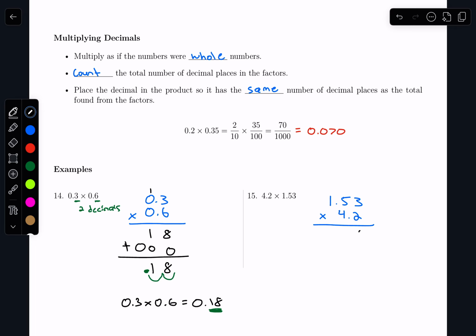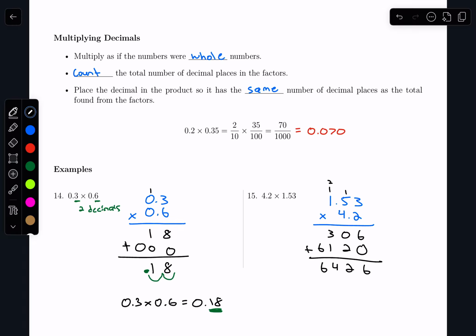So 3 times 2 is 6. 5 times 2 is 10. I carry a 1. 2 times 1 is 2. Plus 1 gives me 3. Then I go down a spot. I need to put a 0 first. Then 4 times 3 is 12. So I carry a 1. 4 times 5 is 20. Plus 1 is 21. So I carry a 2. And then 4 times 1 is 4, plus 2 is 6. When I add these all up, I have 6, 2, 4, 6.